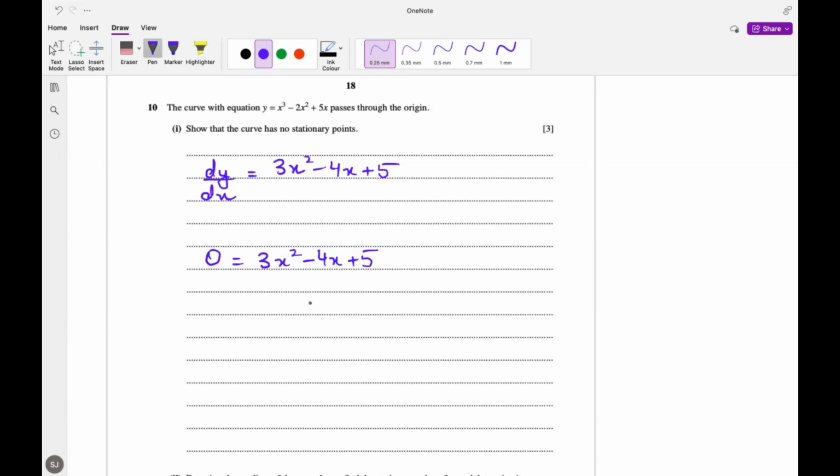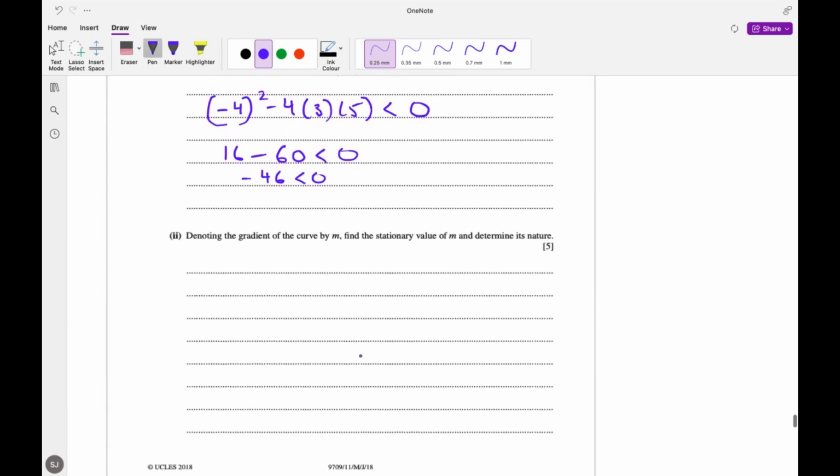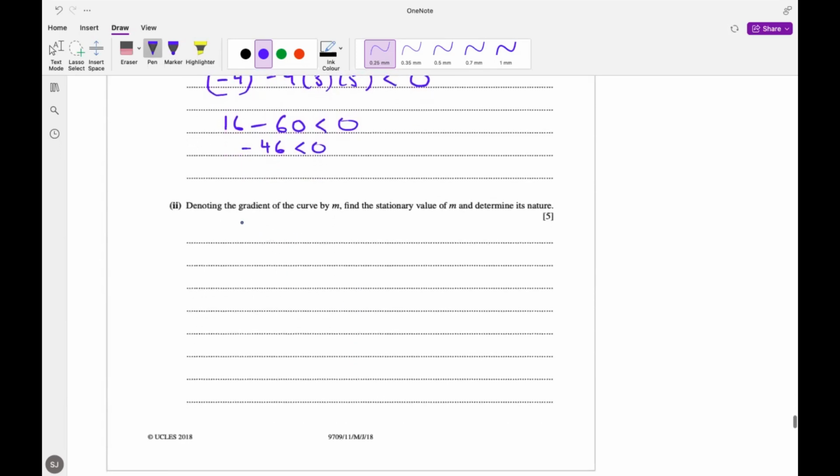So rather than applying the complete quadratic formula, we can simply use the discriminant b squared minus 4ac. And if it is less than 0, it will prove that there are no values of x, or there are no roots for which dy/dx will be equal to 0. So as b is minus 4, we'll write (minus 4) whole squared minus 4 times 3 times 5. So this will become 16 minus 4 times 3, 12 times 5 is 60. Now, as this is coming as less than 0, it proves that there are no values of x for which dy/dx is 0.